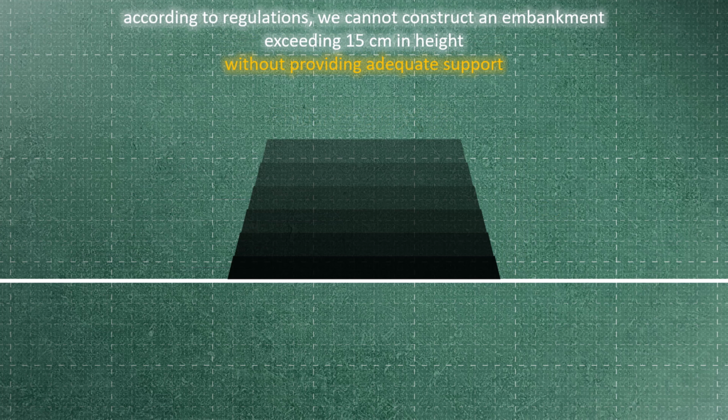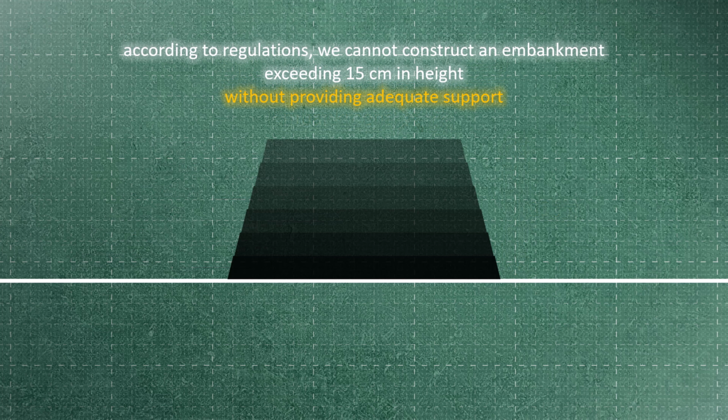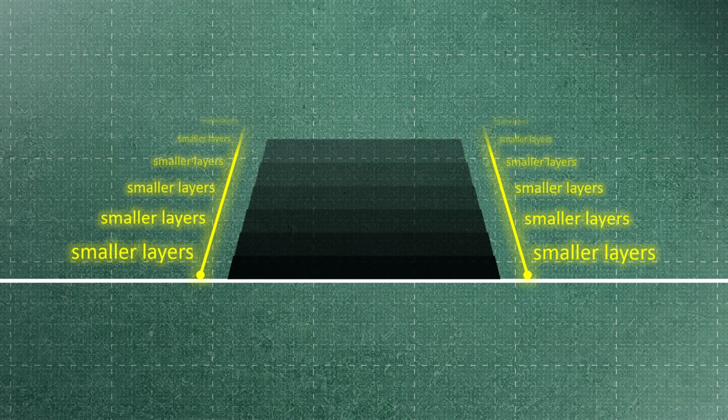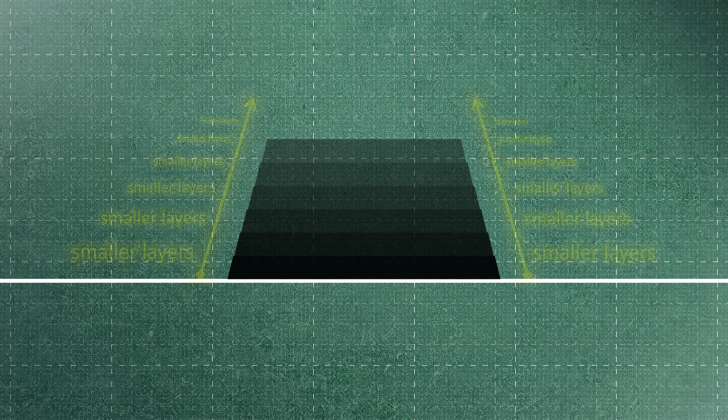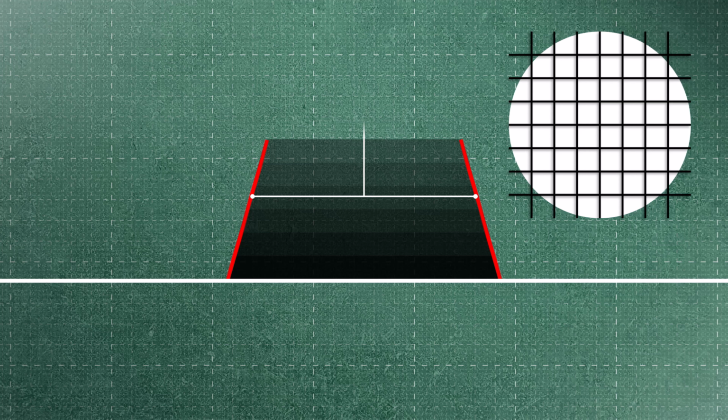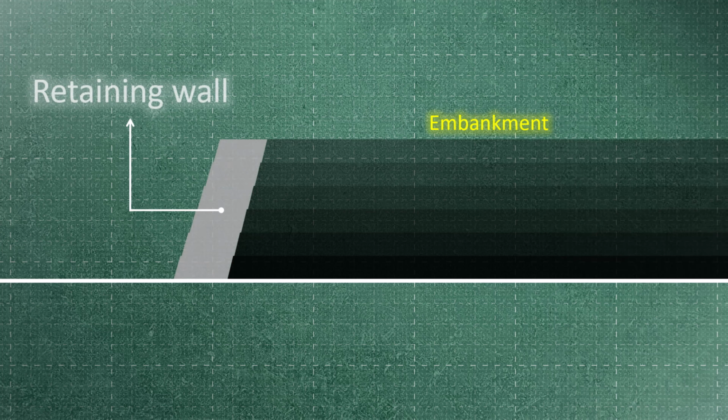However, according to regulations, we cannot construct an embankment exceeding 15 centimeters in height without providing adequate support. To address this issue, we can create smaller layers during the embankment process. Once we reach the desired height, we can reinforce the sides with steel mesh and apply concrete over it. Alternatively, we can use a retaining wall to stabilize the embankment.